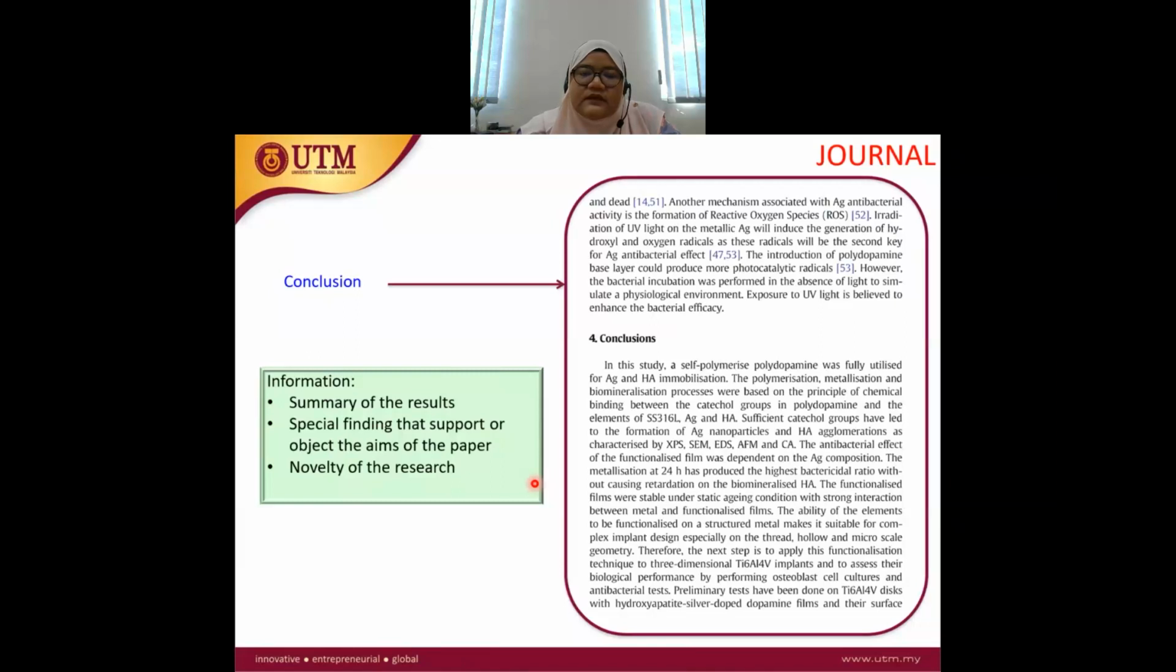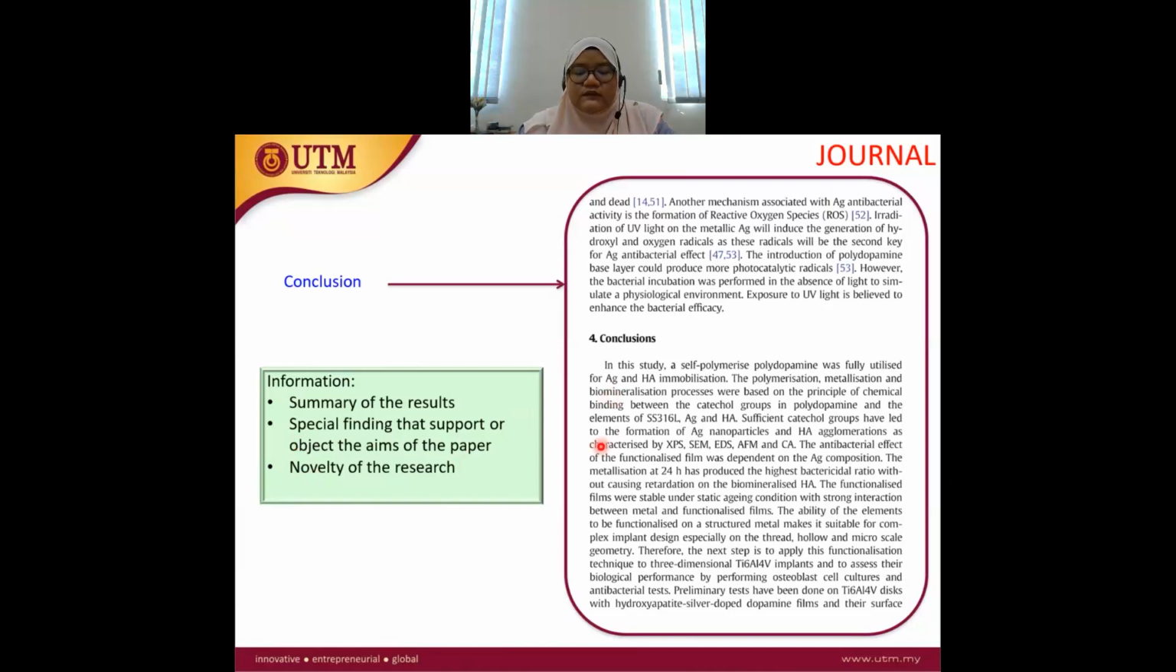And then lastly, last but not least, is the conclusion. What can we find in the conclusion? We can find the summary of all the results, and special findings that support or object to the aims of the paper. And last is the novelty. If there is any novelty, you can put it in the conclusion.